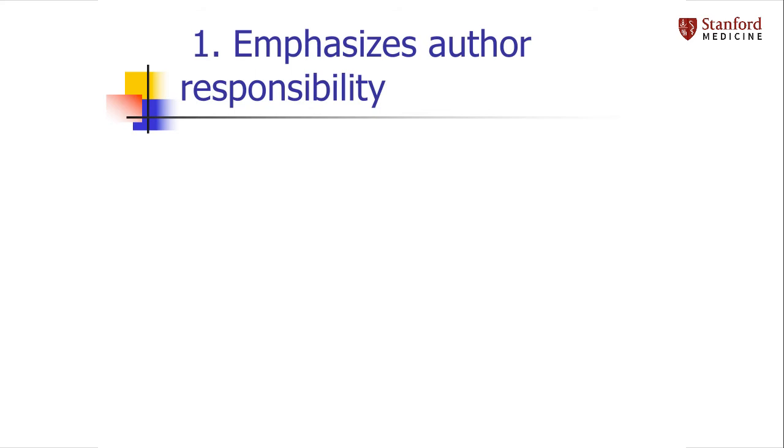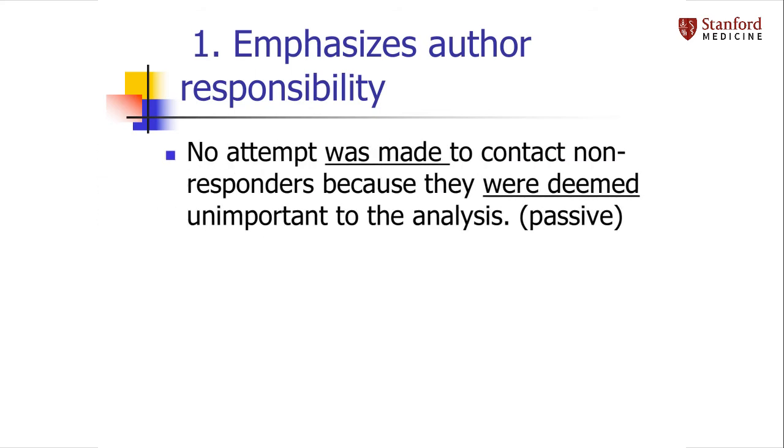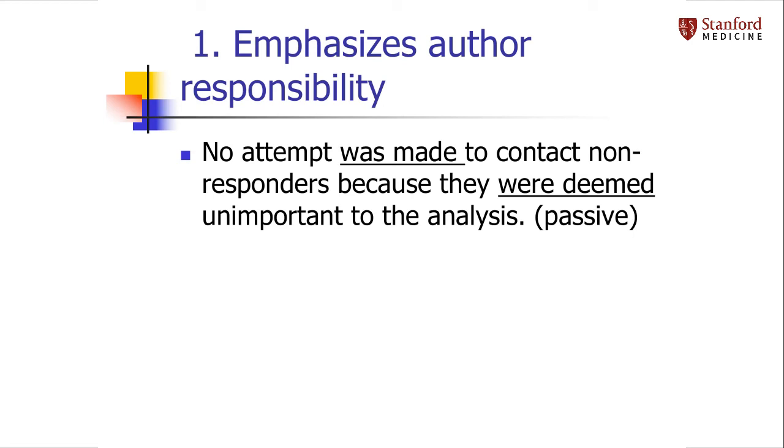First of all, it emphasizes author responsibility. So here's an example. The sentence says, no attempt was made to contact non-responders because they were deemed unimportant to the analysis. Here we actually have two passive verbs, right? Was made and were deemed. When you read the passive version, it seems like the decision about non-responders was handed down from on high, as if there was no other choice. It seems to be a foregone conclusion that they are unimportant to the analysis. Of course we did it that way.